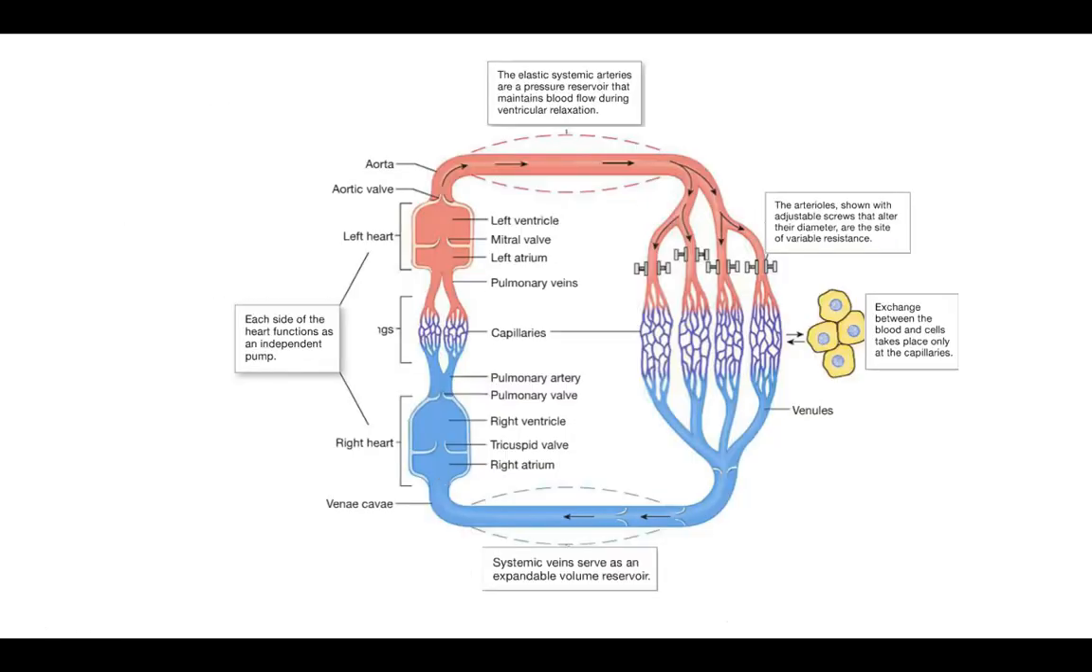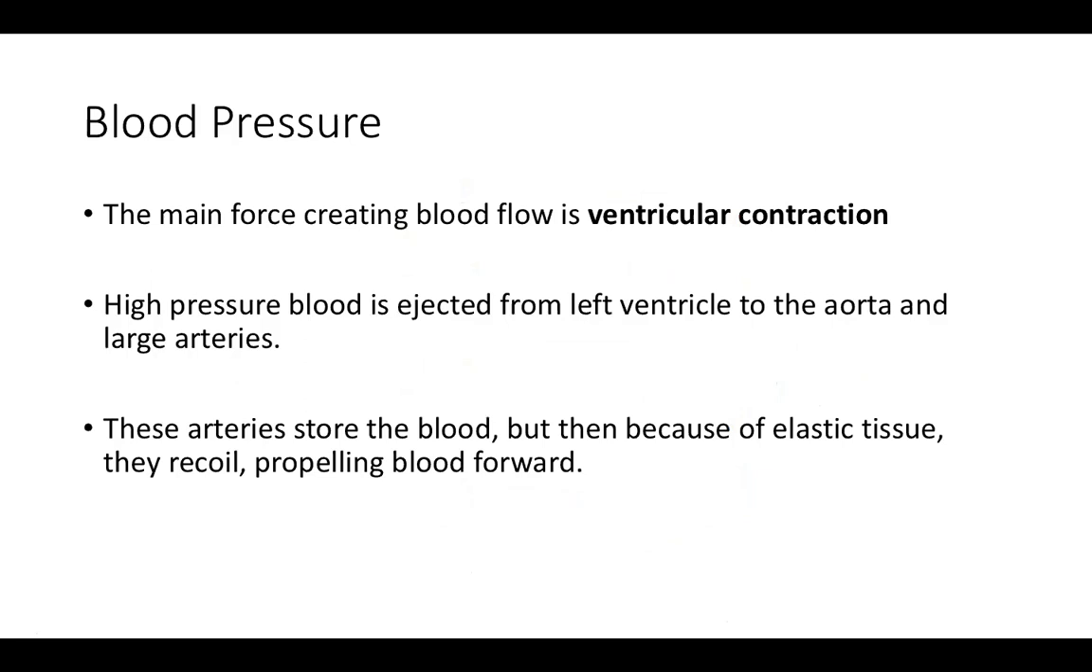And so think of it like two pumps and two separate systems. The arterial side is a pressure reservoir, and the venous side is a volume reservoir. So now we'll talk a little bit about blood pressure. The main force that's creating blood flow in the body is ventricular contraction. So there's very high pressure blood that's ejected from the left ventricle into the aorta and the large arteries. And those large arteries can store the blood very temporarily.